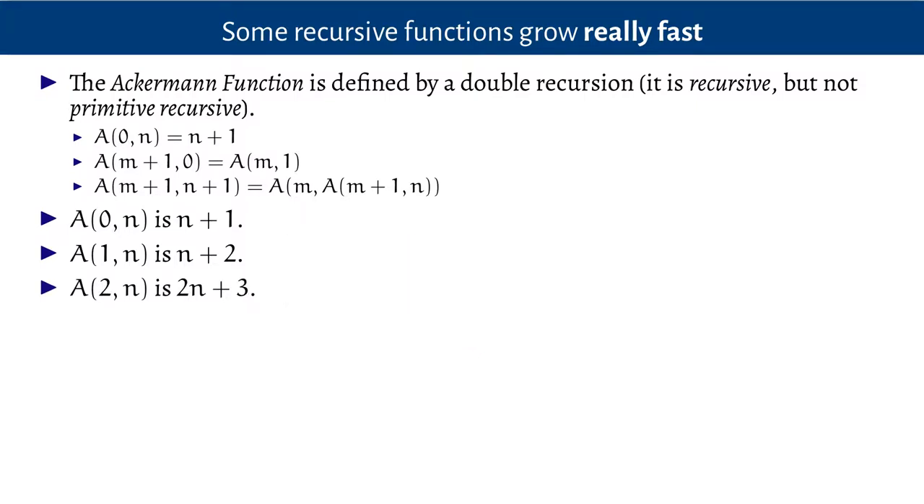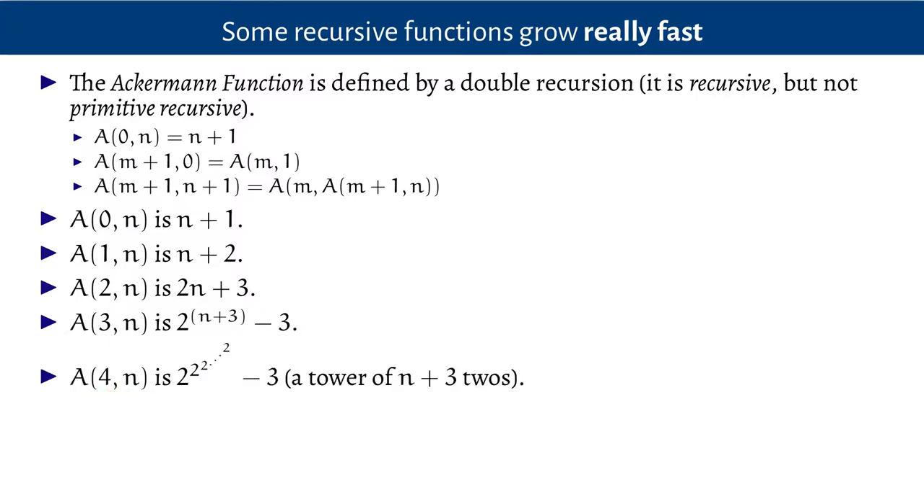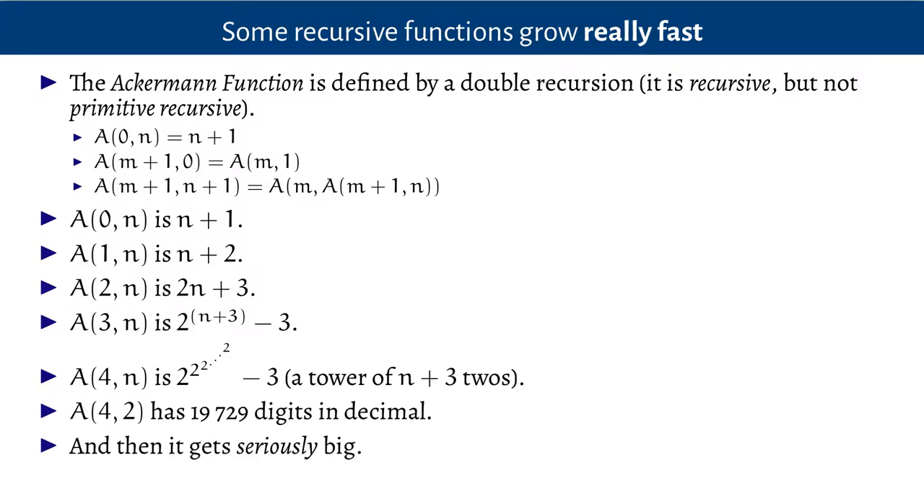And if you do the same sort of reasoning, you'll see that A of 2 and n becomes 2n plus 3, then A of 3 and n becomes 2 to the power of n plus 3 minus 3, and A of 4 and n becomes staggeringly large. That's a tower of n plus 3 twos, a power of 2. And then after that, it gets seriously big. A of 4 and 2 already has 19,729 digits when you write it out as a decimal number. And after that, the numbers get ginormous. This is a massively fast-growing function.